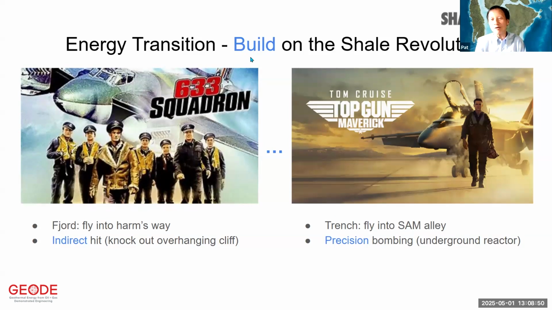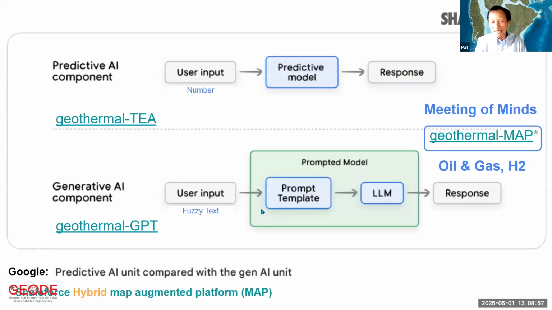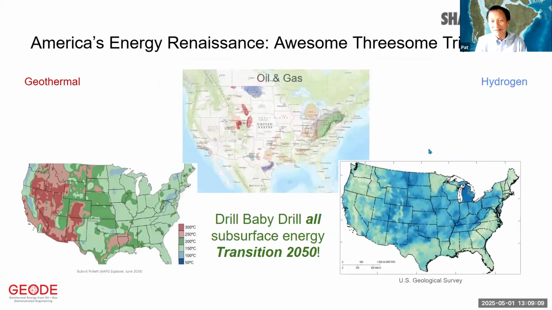So what we want to do is build on the success of the Shale Revolution, the relentless focus on lowering drilling and completion costs, and using AI in a way that encourages the meeting of minds from different domains, different expertise, even from a commercial perspective, to come together and develop what I call the energy renaissance, the awesome threesome triple play: oil and gas, geothermal, and geologic hydrogen. So drill, baby, drill, all subsurface energy, and we make the transition happen by 2050.